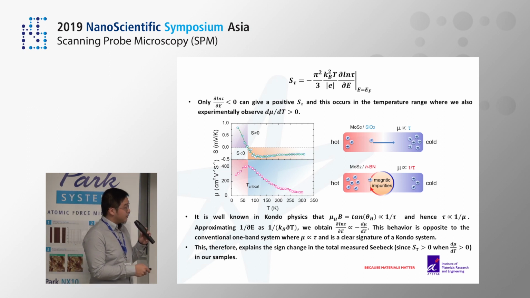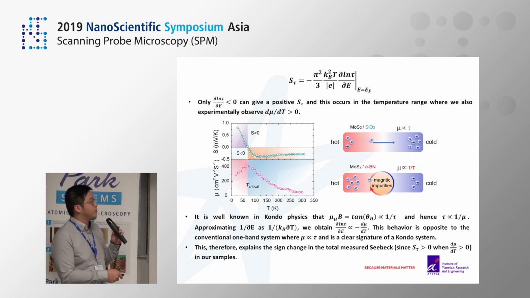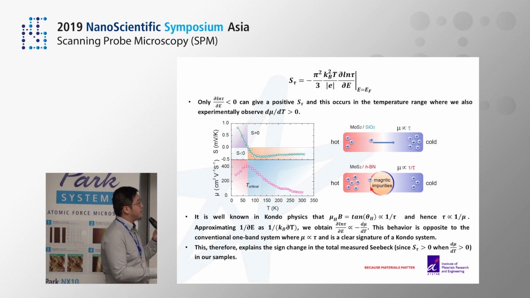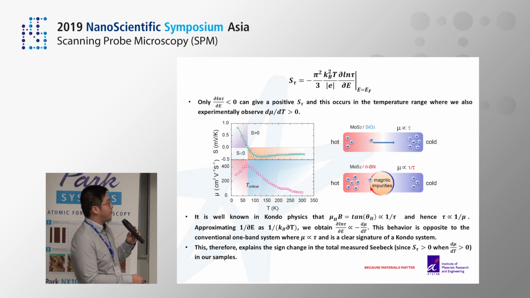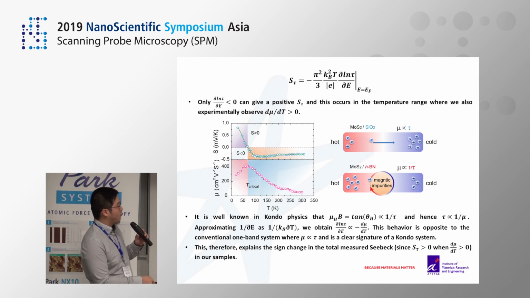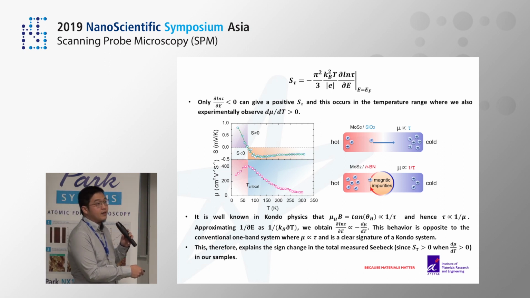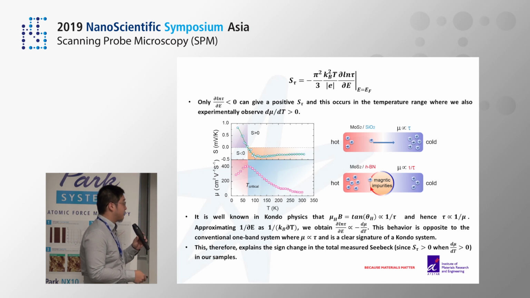And in resonance-driven systems, the mobility is not as usual, proportional to tau. In a resonance-driven system, the mobility is proportional to 1 divided by tau. So we can approximate 1 divided by delta E as 1 divided by kBT, proportional to temperature. So we have this relationship, where this term is actually proportional to minus d mu by dT, which is consistent with our experimental observation. This gives you a quantitative explanation of why you have the positive Seebeck coefficient in these low temperature regions.